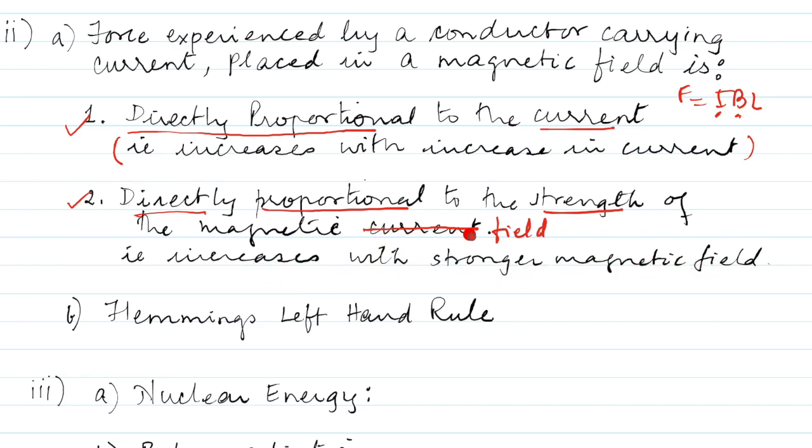Now supposing you made a mistake, like it just slipped my mind, okay? I wrote magnetic current because I was carried away. Instead of field, I wrote current. But can you see it increases with stronger magnetic field? This will give me my mark. Okay, so this will be for 1 mark, this 1 mark, and Fleming's left hand rule, that will be 1 mark. No need to write the whole rule.